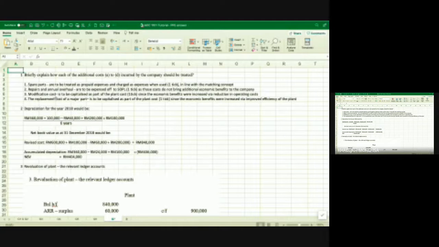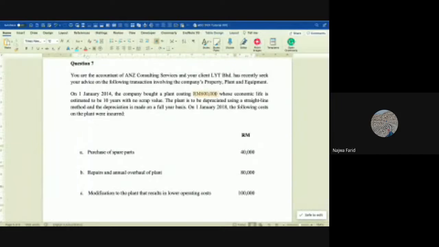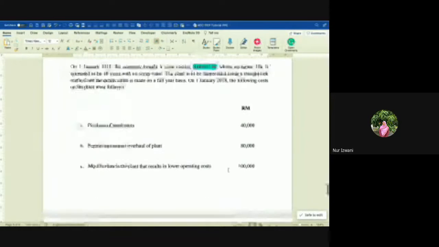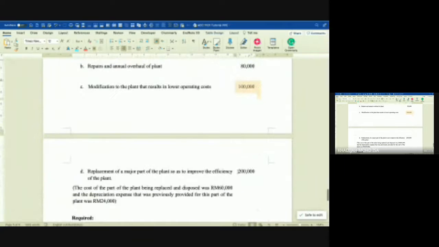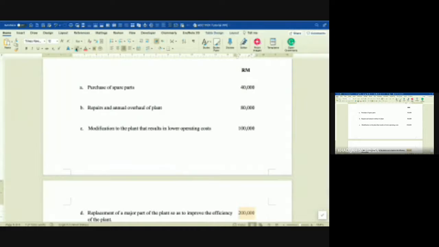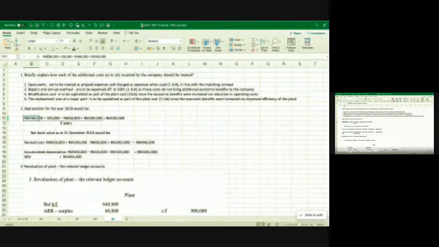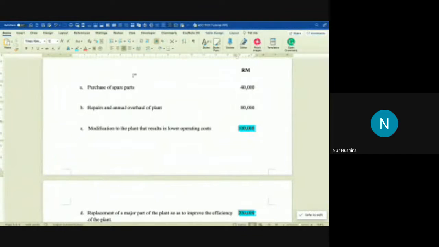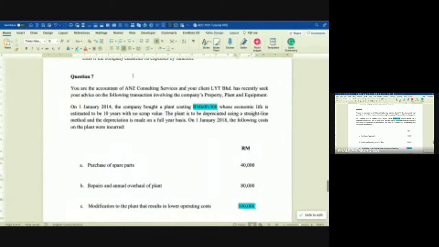I have 600,000 here. Yes, I think it's a typo. You have 300,000 here, plus spare part is revenue, repair is also revenue, modification is lower cost. So this one is added together and this one is added together. So you should also have 900,000? Why minus 60,000? 600 plus 100,000. The 60,000 you get if 600,000 minus its accumulated depreciation of 240,000. Hold on a moment.